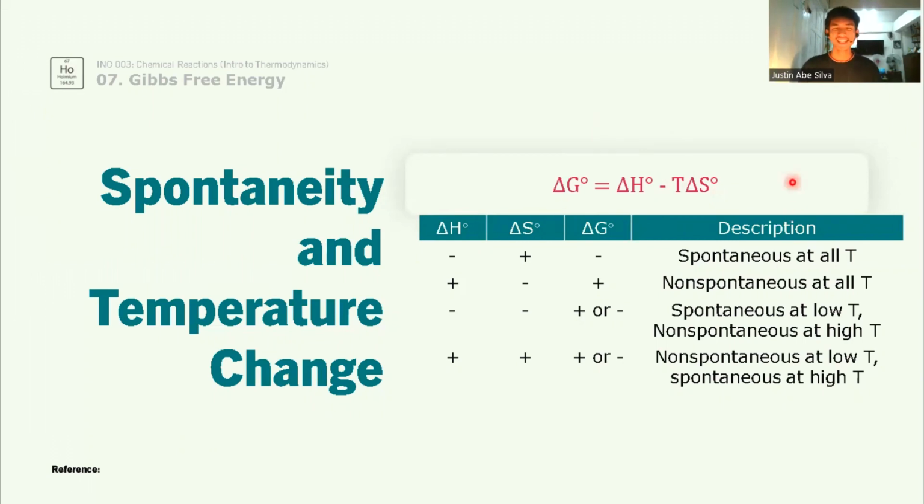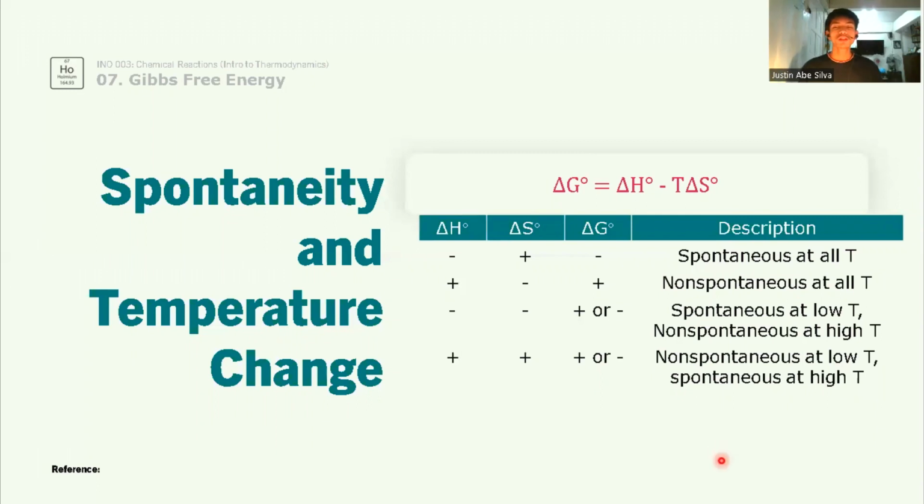Why is it like that? Because delta G naught heavily relies on the influence of temperature. So if we're going to change the temperature, it will also change the delta G naught. So we will talk about it more using this table here.